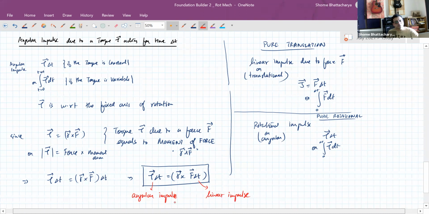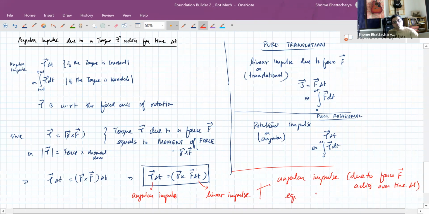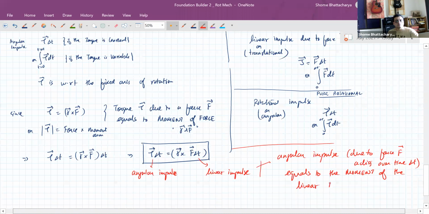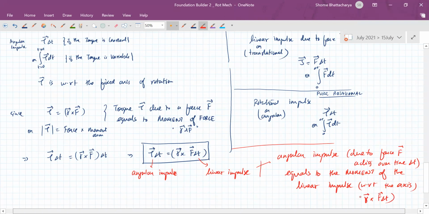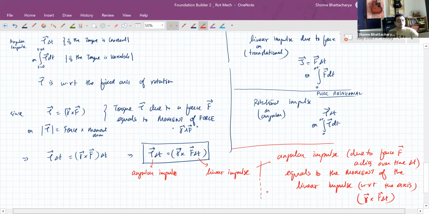by this relation, that angular impulse due to force F acting over time delta T equals to the moment of the linear impulse with respect to the axis of rotation. So moment of linear impulse is R cross F delta T. So whenever we take R cross something, it becomes the moment of that quantity. So this is the other important relation.